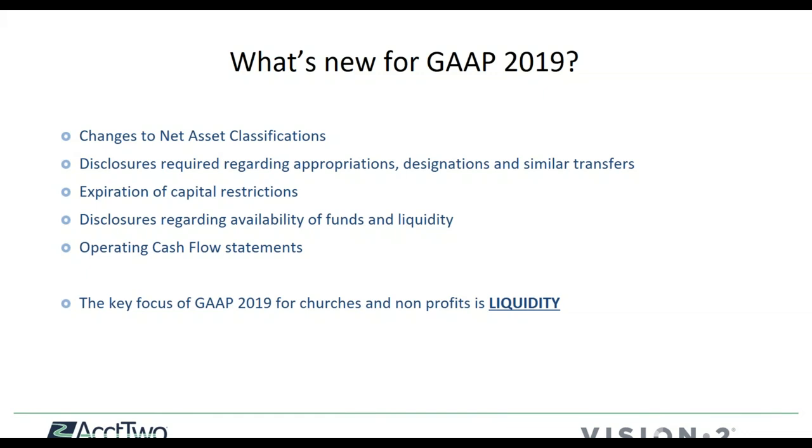The disclosures regarding appropriations, designations, or similar transfers. We'll talk briefly about that, but we're not going to spend a lot of time on it because it doesn't affect us as much in the church space as it would if we were running more of a nonprofit with an endowment background. The expiration of capital restrictions and the changes to the rules for that really does apply to us, because that's a big change and something we should be aware of. And then the disclosures around availability of funds and liquidity and how that impacts our operating cash flow statements.